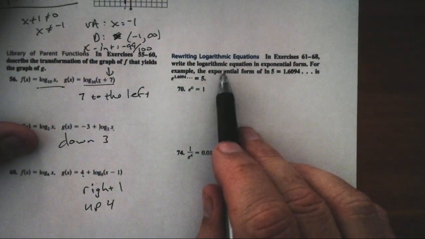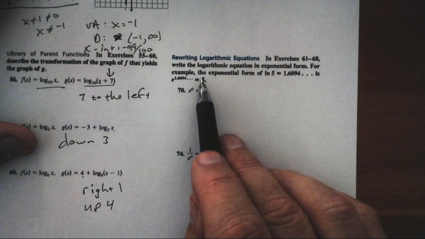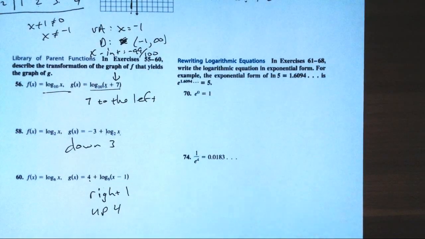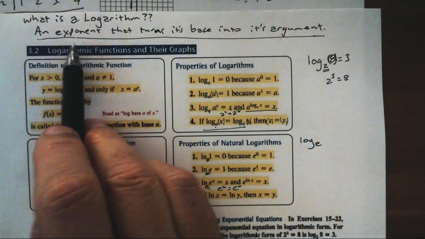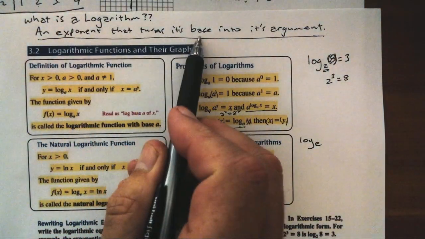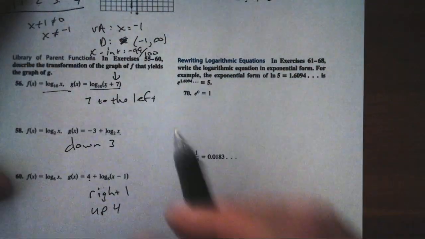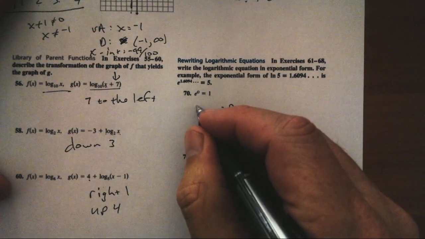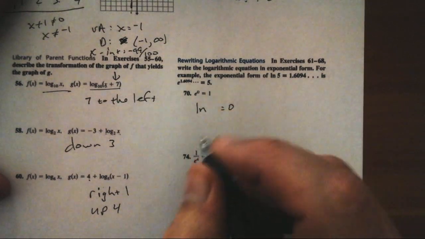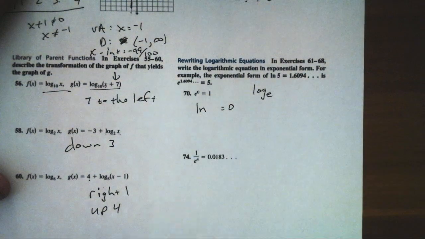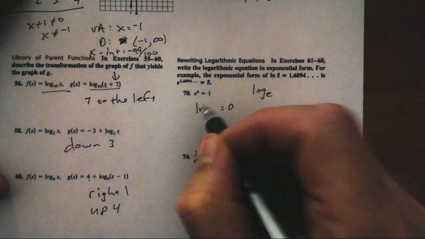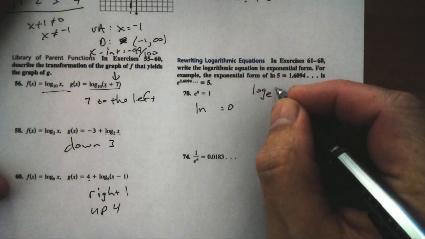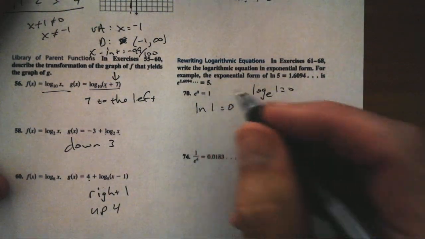Okay, 61 to 68, write a logarithmic equation in exponential form, for example. Well, we don't need an example if we know this. What is a logarithm? It's an exponent that turns its base into its argument. 0 is the exponent. The base is e, so the base of my logarithm is e, so that's ln. You could put log base e, but that just isn't considered proper. ln. And e gets turned into 1. So it's log base e of 1 equals 0, or ln 1 is 0.